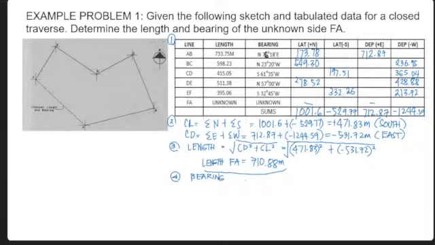so bearing is tangent beta equals negative CD over negative CL. So negative 531.72 over negative 471.83. So okay lang yung sign. So our beta is, hanggang minutes lang.